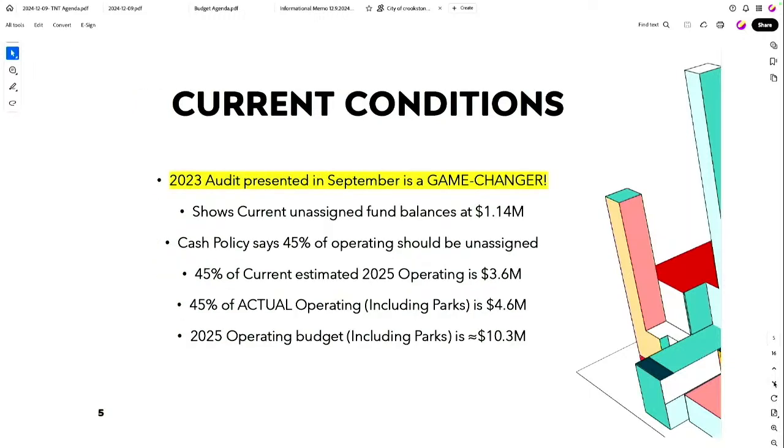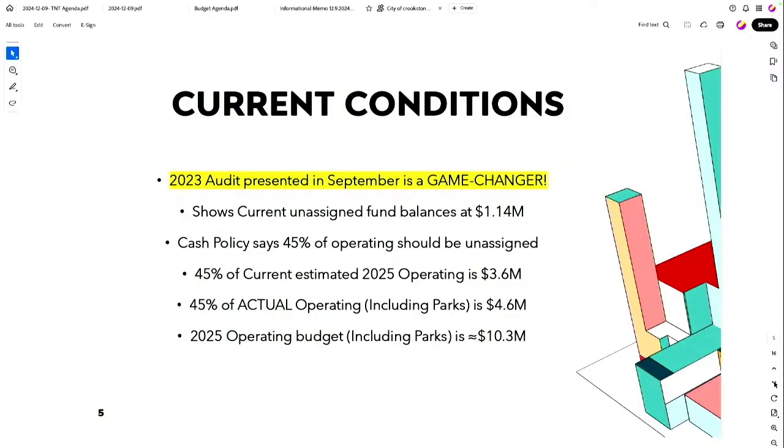The 2023 audit currently shows that we need $3.2 million in unassigned funds to meet our cash policy. That's a guideline set by the state auditor, between 30 and 50%. Our cash policy says we need 45% of our operating budget in our unassigned fund balance.